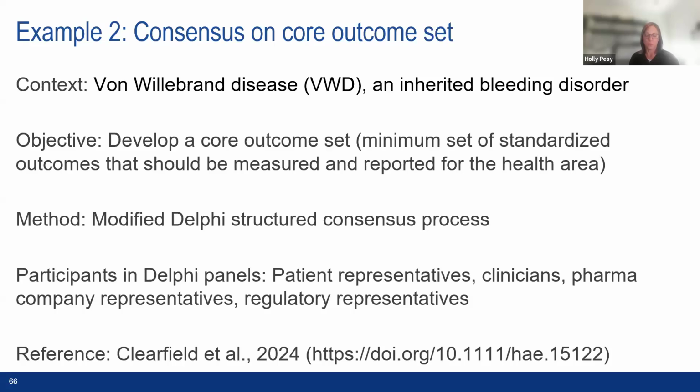I'm going to show you just quickly one other example. And this is an example that does include a mixed panel. It had patients, clinicians, pharmaceutical company representatives, and regulatory representatives. And this is a recent example that I was not involved with. Those of you who are involved in the study may be on this webinar, so thank you for allowing me to use your example here. Their objective was to build a core outcome set for this condition called von Willebrand disease. And they used a modified structured consensus process as well. Next slide, please.